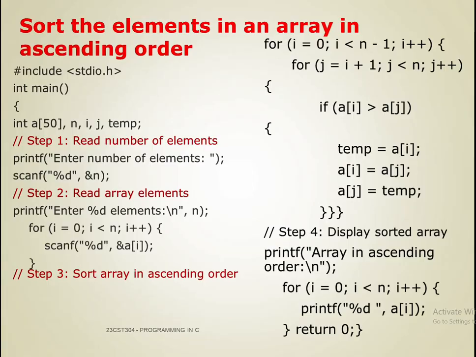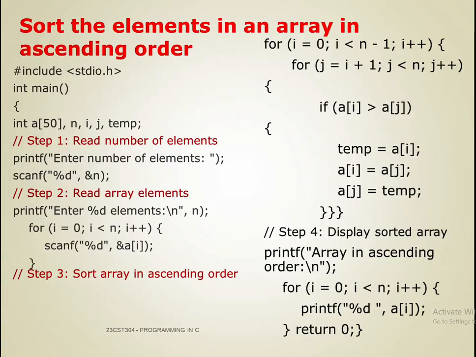Then we have the variables n, i, j and temp. Initially using scanf we read the number of elements. Then we use a for loop for reading the input values. After that we use two for loops and an if statement for sorting the array in ascending order. After that, using a for loop, we display the sorted array.